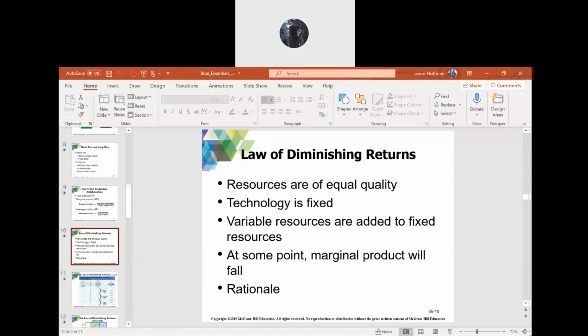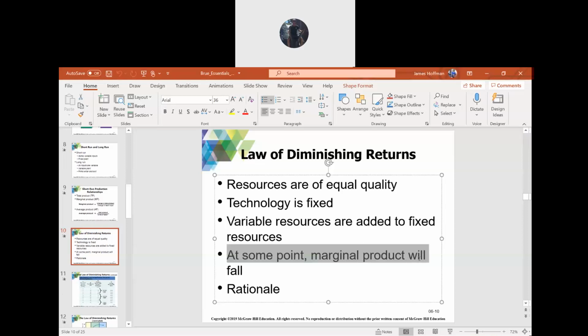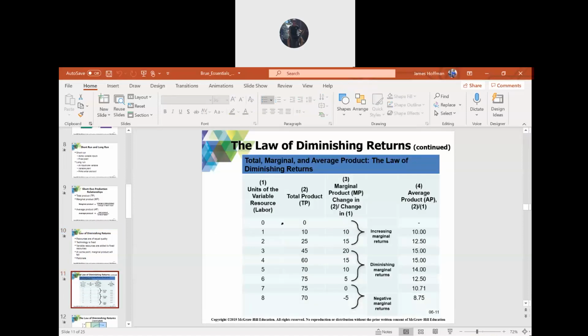Okay, so the idea here is that you're adding variable resources, labor, to those fixed resources, which are the plants. And the idea is that at some point, the marginal product will fall. All right, and that's because, again, you're adding a variable change, labor, to some fixed capital, right? And so if you look at it on the next slide here, it'll make a lot of sense. So I'll try to make an example of a specific industry, but this is just some ambiguous industry.